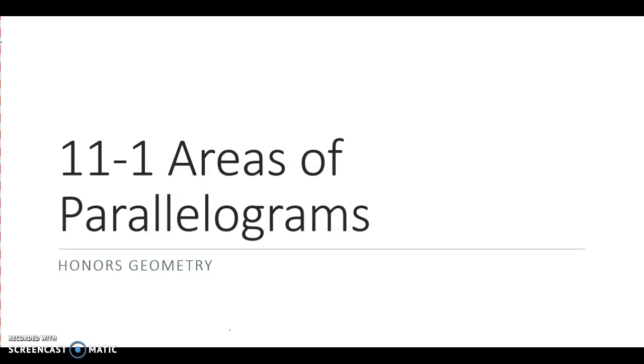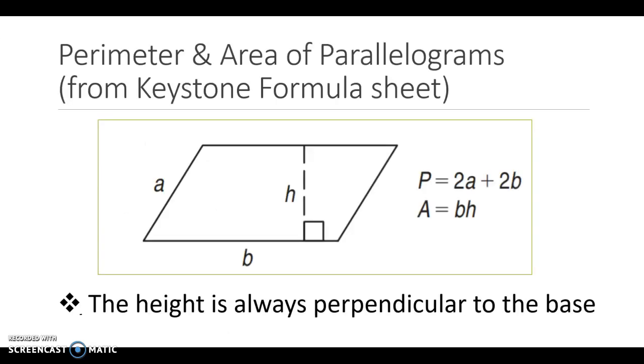Today we are going to look at 11.1, which is area of parallelograms. Let's first look at the formulas. These formulas can be found on the Keystone formula sheet that is posted online. You have the perimeter there first, and then you have the area formula second. Area is base times height, where the height is always perpendicular to the base.